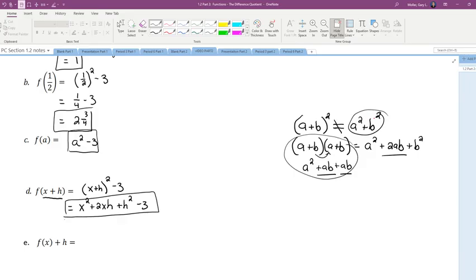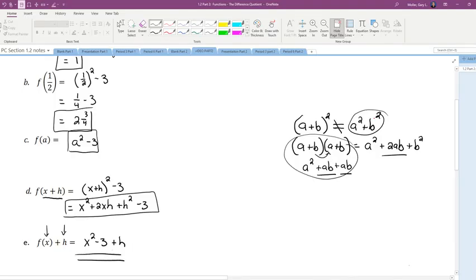And then the next one simply says take your function f of x and don't change it. We're just going to add an h to the outside. So don't confuse it with what we did on D. This is just taking the function x squared minus 3, which is the original function, and then we're adding an h to it.